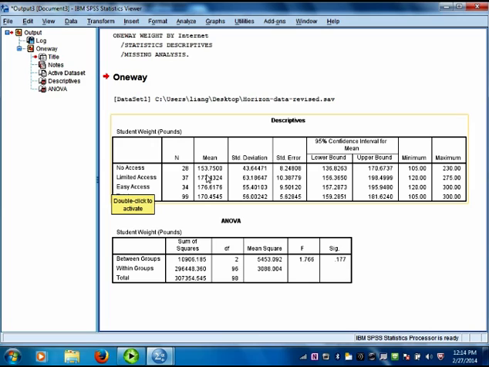It looks like the no access group confirmed our hypothesis. The no access group is actually way less than the limited access and easy access group. So it seems that with no internet at home, time might be spent on something else. So that might be a factor that influences their weight. But this is only the observed one-shot mean difference. How reliable, how repeatable is this difference going to be? That's the hypothesis question we've been asking, the significant difference part.